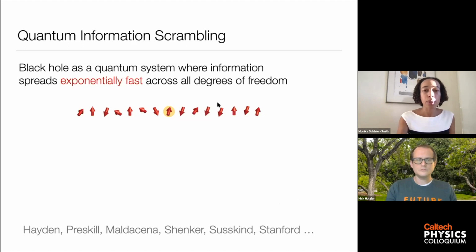And so the concept is, imagine I had some quantum system where I initially had some information locally encoded in this qubit.